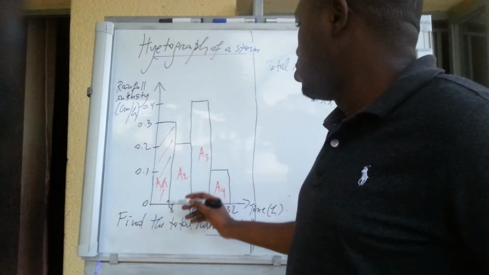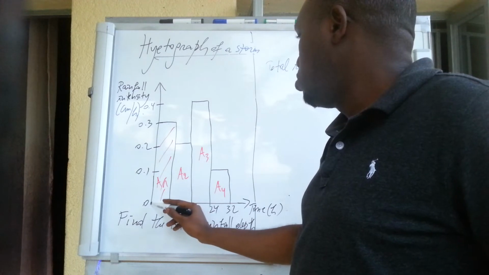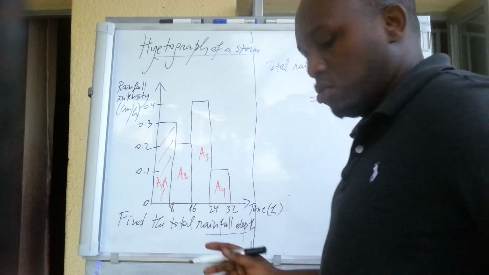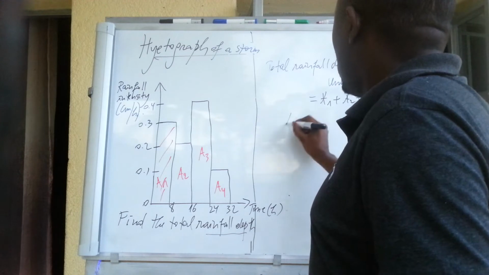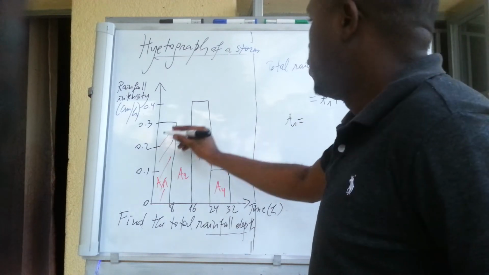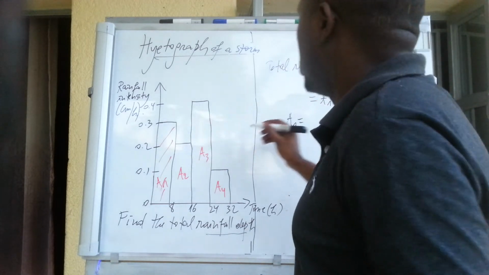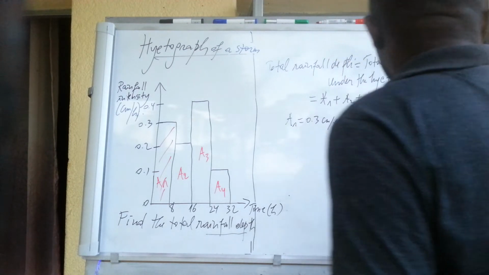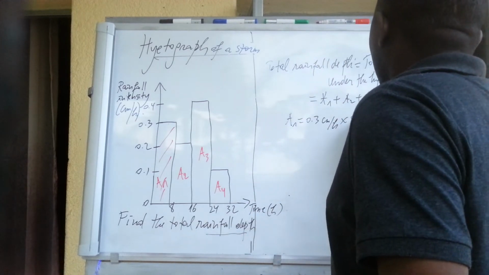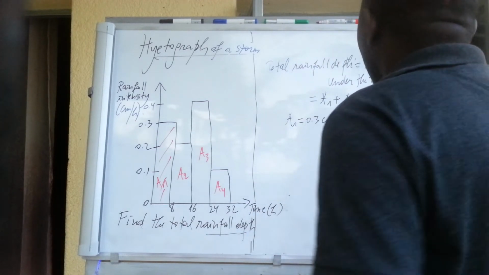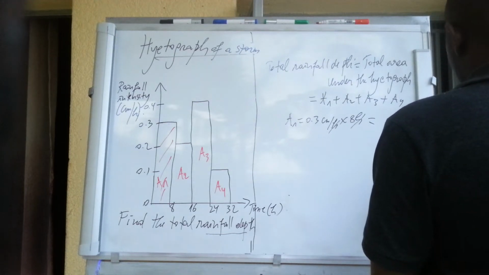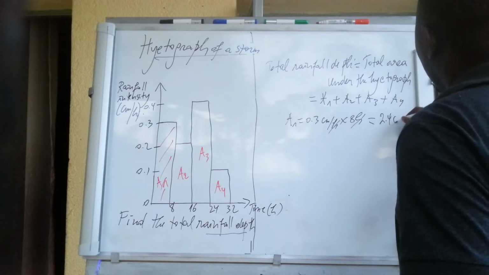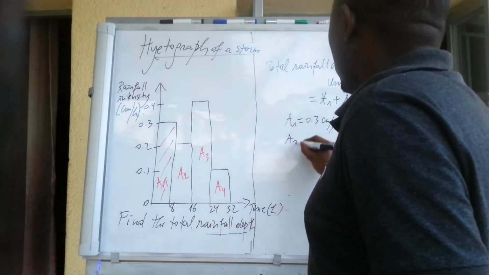So area 1, if you want to compute the area, it means that the first portion is between 0 to 8. Meaning what? You have this side and this side. It's a matter of taking this multiplied by this. So area 1, it's like taking the rainfall intensity, which is 0.3 centimeter per hour, times the 8 hours. So hours cancel each other, you get 0.3 times 8, you get 2.4 centimeter of rainfall.